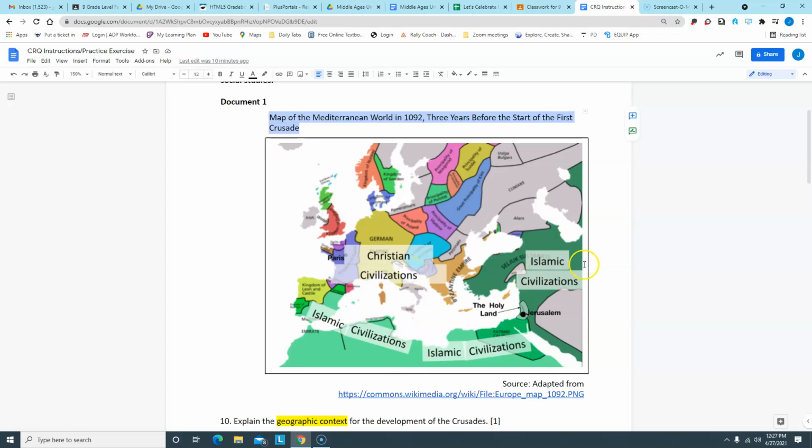Then you come over here to the east, so this is Asia Minor, and it's labeled Islamic civilizations. You've got the Holy Land is labeled here, and the major city of Jerusalem is here. Down here in North Africa, you've also got Islamic civilizations. Here and here, all along North Africa, into Spain a little bit. All right, so Islamic civilizations here, Christian civilizations here.